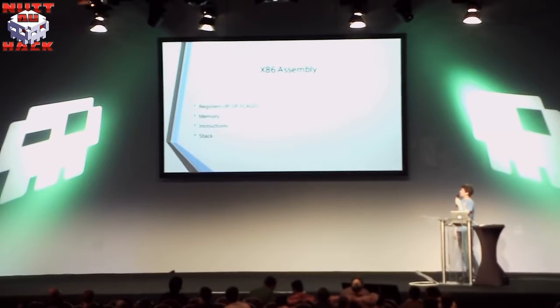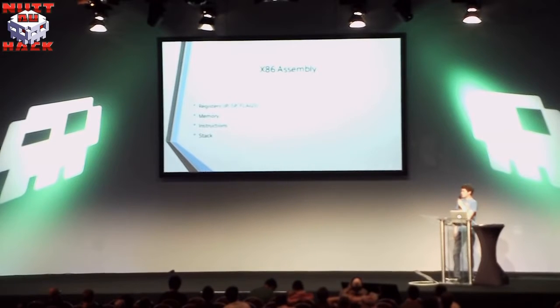So x86 assembly, it's pretty simple. If you don't think about it too much, you have a few registers. A few of those are special registers that point to the current instruction and to the top of the stack, and you have a flags register. Then there's memory, in which there are instructions that your processor will execute. And there's a stack, which is pointed to by the stack pointer.